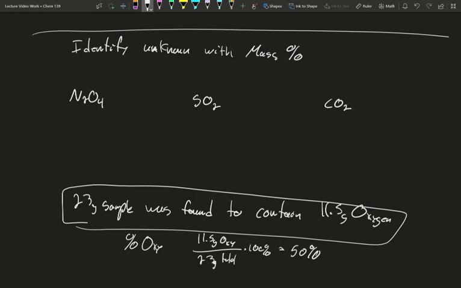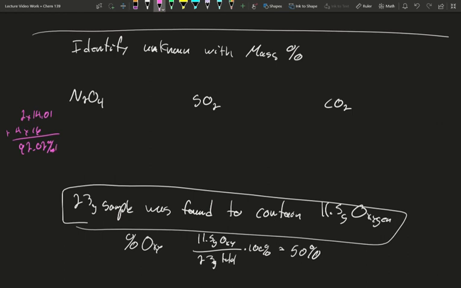On its own, that doesn't tell us much, but I have these formulas. We can use those to find the percentages of each element. So for each of these, I need to figure out what percent by mass oxygen is in that formula. Let's start with N2O4. Well, 2 nitrogens, 4 oxygens. So 2 times 14.01 plus 4 times 16. That's going to give us a total mass of 92.02 grams per mole.